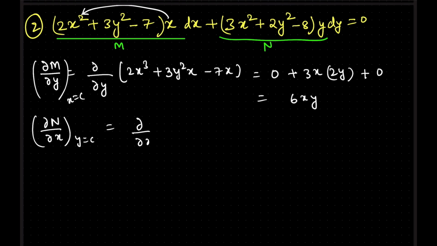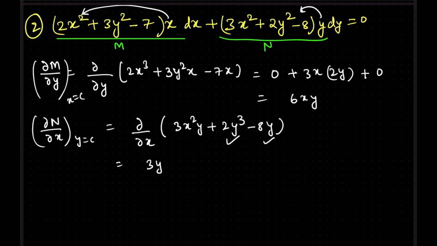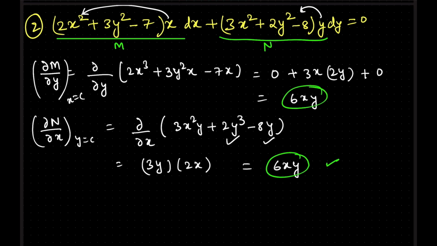Now let's find ∂N/∂x, where y is constant. Partially differentiating with respect to x, the N term is here, also multiply y inside the bracket: 3x²y + 2y³ − 8y. The second and third terms are only functions of y, so they both will become 0, and in the first term 3y is constant, and when you differentiate x² you will get 2x, so again here you will get 6xy. So we can see that both are giving 6xy, so ∂N/∂x is equal to ∂M/∂y, so it is our exact differential equation.